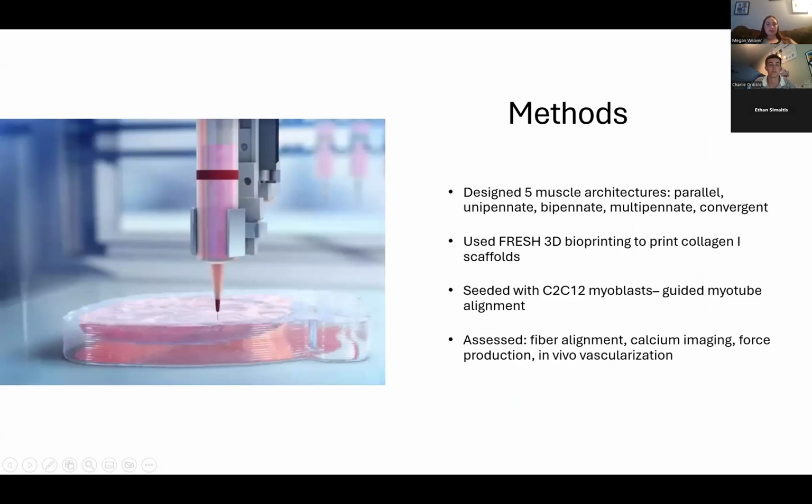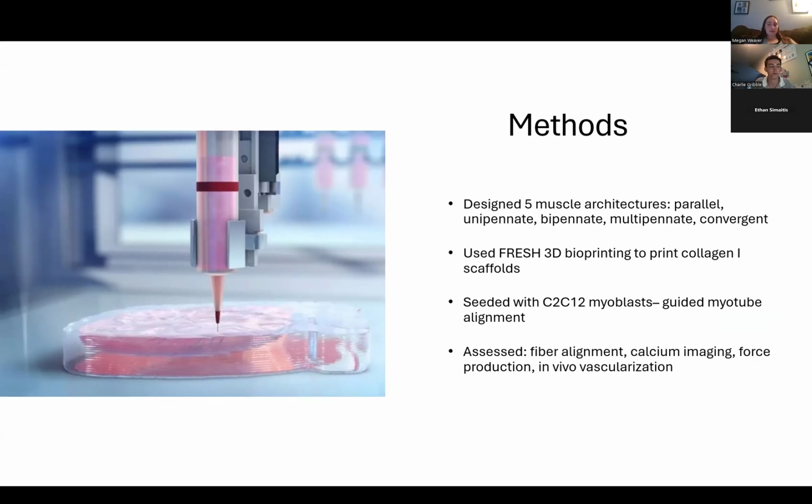In the study, the team designed 5 different muscle architectures: parallel, unipennated, bipennated, multipennated, and convergent, each mimicking how real muscles are structured in the body. They used a technique called FRESH 3D bioprinting to print detailed scaffolds made of collagen type 1, which is a major component of muscle tissue. These scaffolds were seeded with C2C12 myoblasts, a type of muscle precursor. The printed architecture helped guide these cells to align and fuse into myotubes, just like muscle.